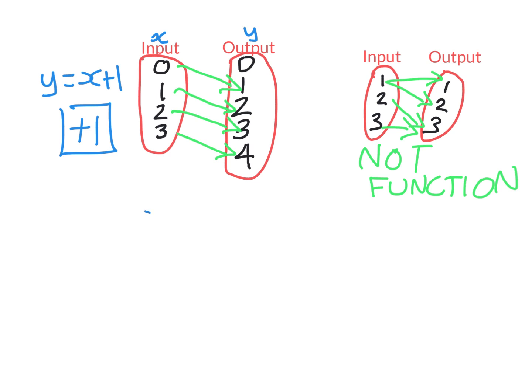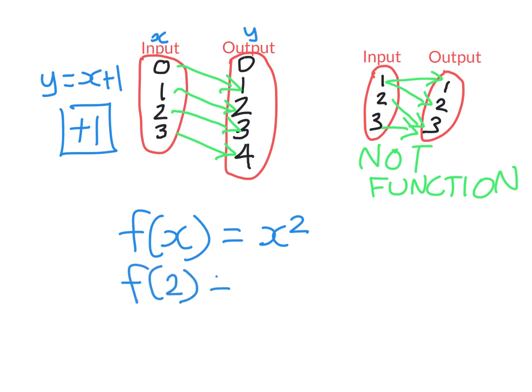Another way we write functions is like this. So let's say we have this function f(x) equals x squared. So this is a shorthand way to write a machine that squares a number. X is the input. If you input a number into this, so let's say you input 2, output will be 2 squared, which is 4. If you input -1, the output would be -1 squared, which is 1.